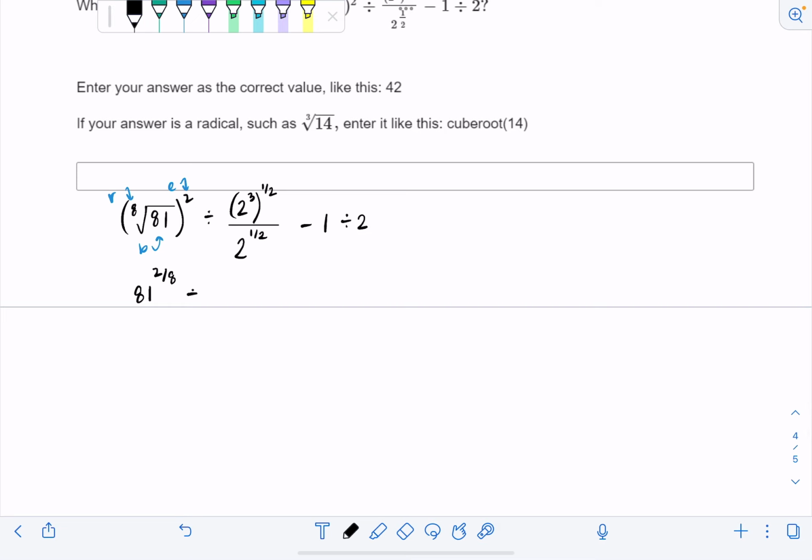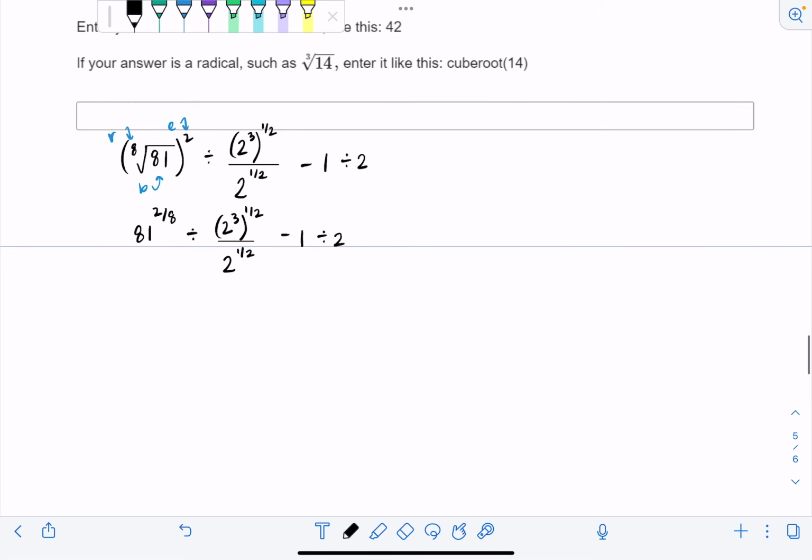And then over here, I'm just going to copy down the rest of the problem for the next step, so 2 to the third power to the 1/2 over 2 to the 1/2 power minus 1 divided by 2. I have a fraction over here that I can reduce. So if I wanted to reduce that, I would divide these both by 2 on the numerator and the denominator. So then it would become 81 to the 1/4 power.